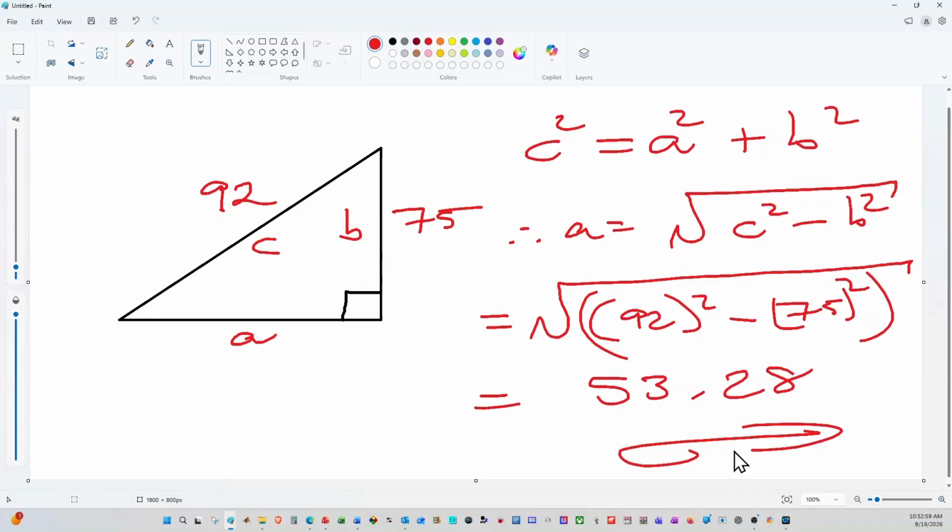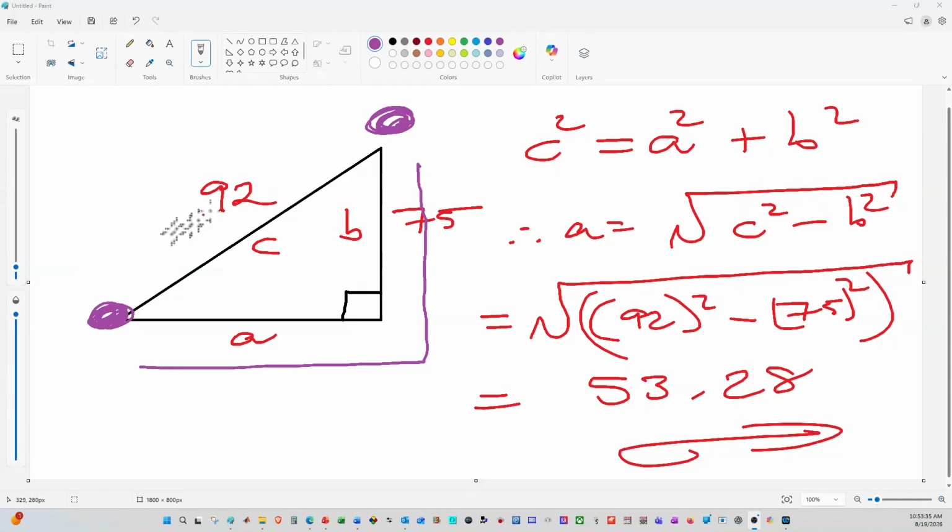Now, you might say to me, why do we need this in real life? Well, imagine if you were standing at this point over there and you wanted to take a cable to that point over there. You could take the long route, which would be the 53.28 meters plus the 75 meters, which would have given you a total length of 128.28 meters. Doesn't it rather make more sense to take the shortest distance? And according to Pythagoras, that's going to be 92 meters. So that's almost 30 meters of cable that you are saving just by knowing what Pythagoras was all about.